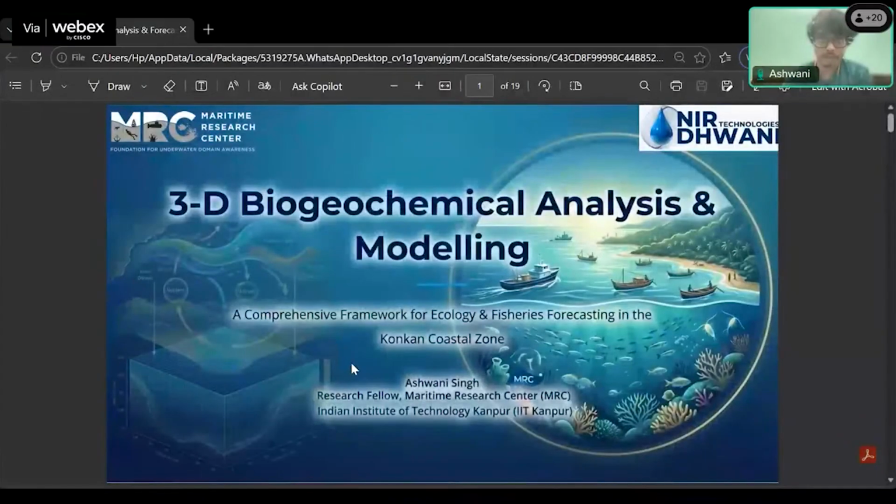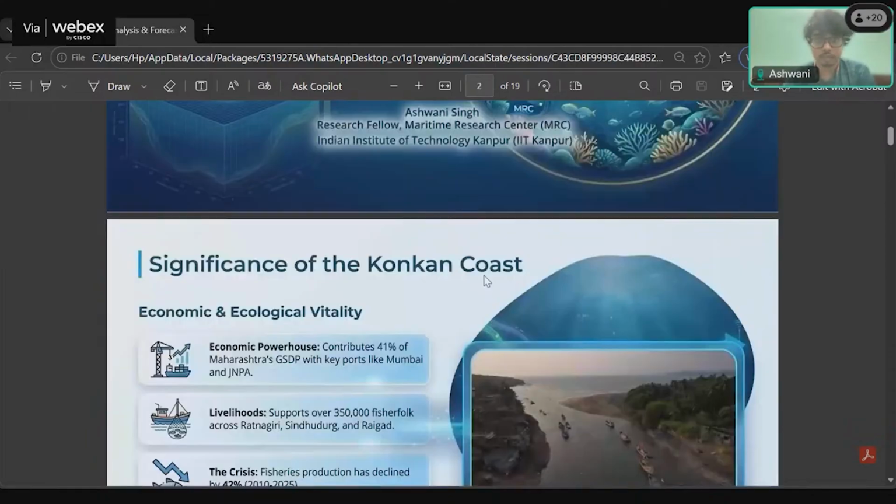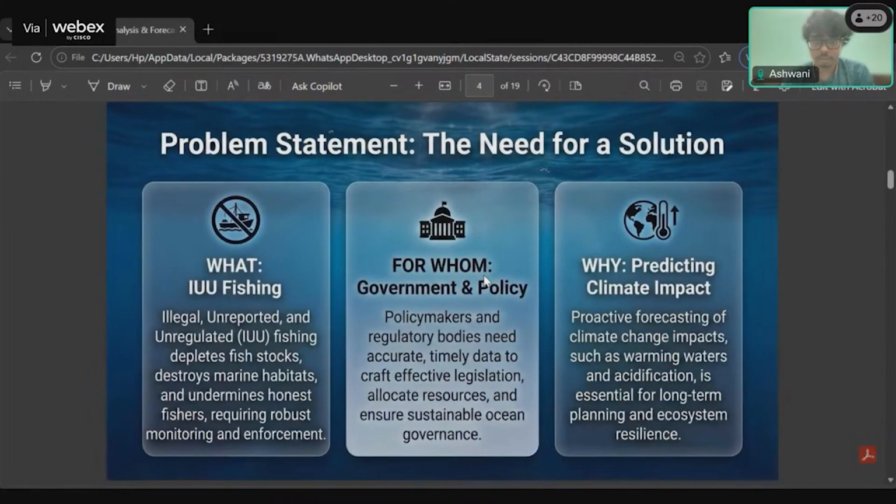Along with this, it also helps the fisher folk community. If they know when the fishing will be high, where the fishing will be higher, and in which time of the year the fisheries stock will be higher in a particular place, then the overall output they will have by going into the area, the fishermen will have higher fishing collections, and this will overall increase their productivity.